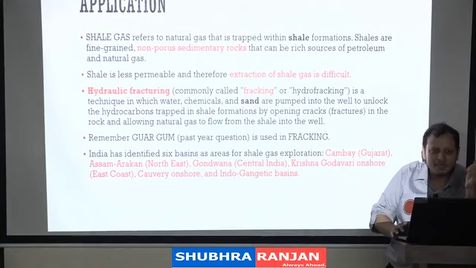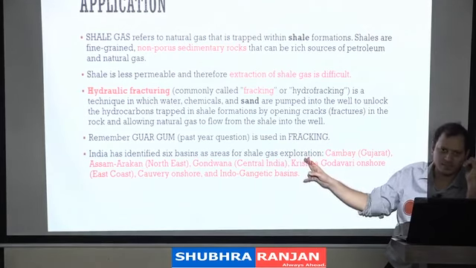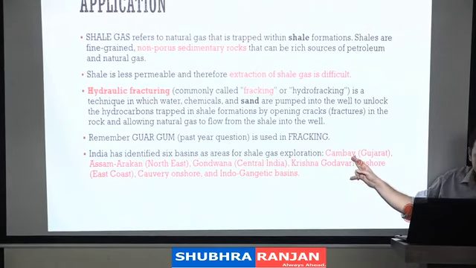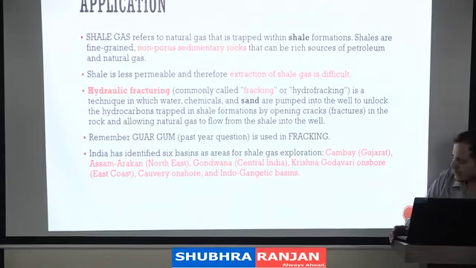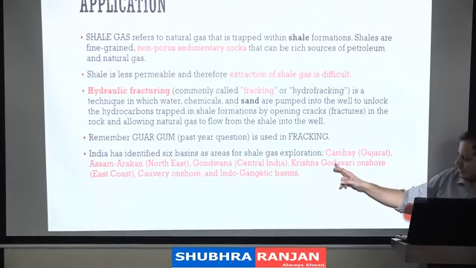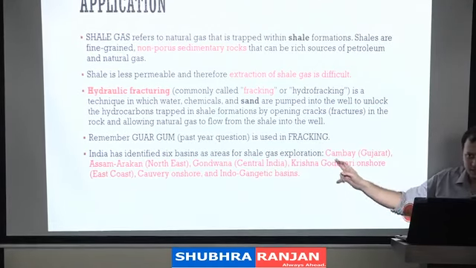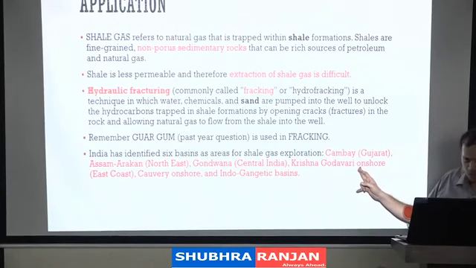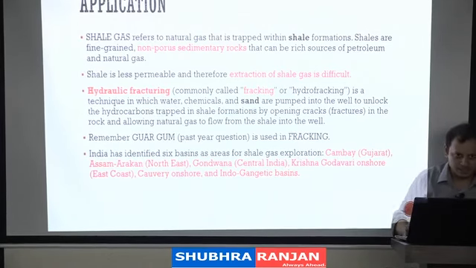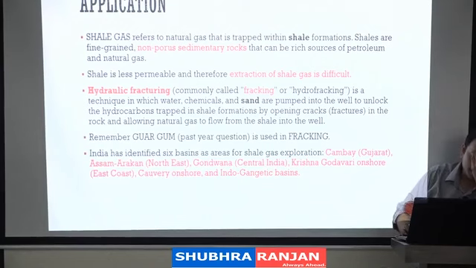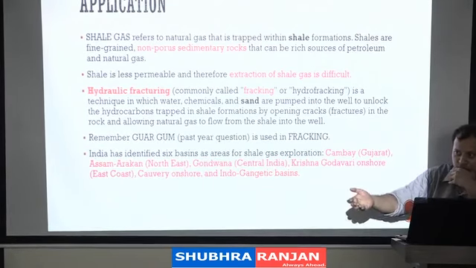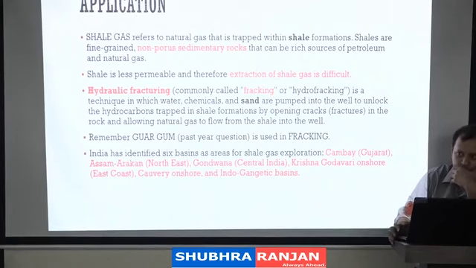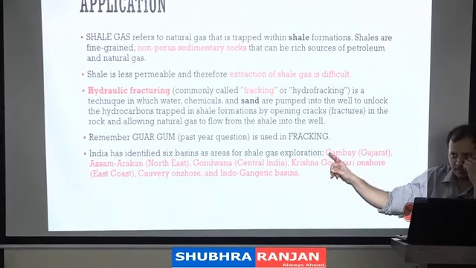Where is shale gas in India? There are 6 regions. Cambay, which region is Cambay? Gujarat. After that, the Assam Arakan region, North East India. Gondwana, Central India. Krishna Godavari, which is most in the news, the KG basin. So Krishna Godavari onshore, Kaveri onshore and Indo-Gangetic basin. A past year question has been: in India, shale gas is found only in onshore fields, not on the land. True or false? False. It is found on the land as well as on the shore.